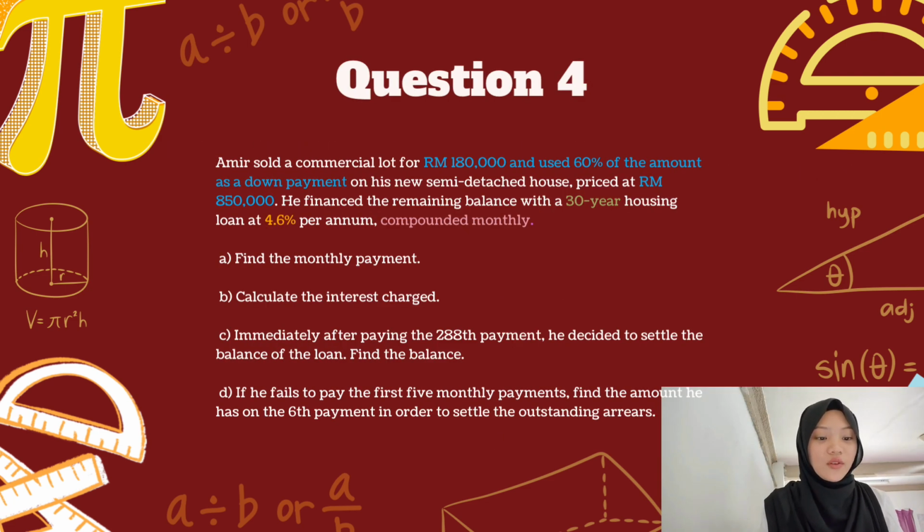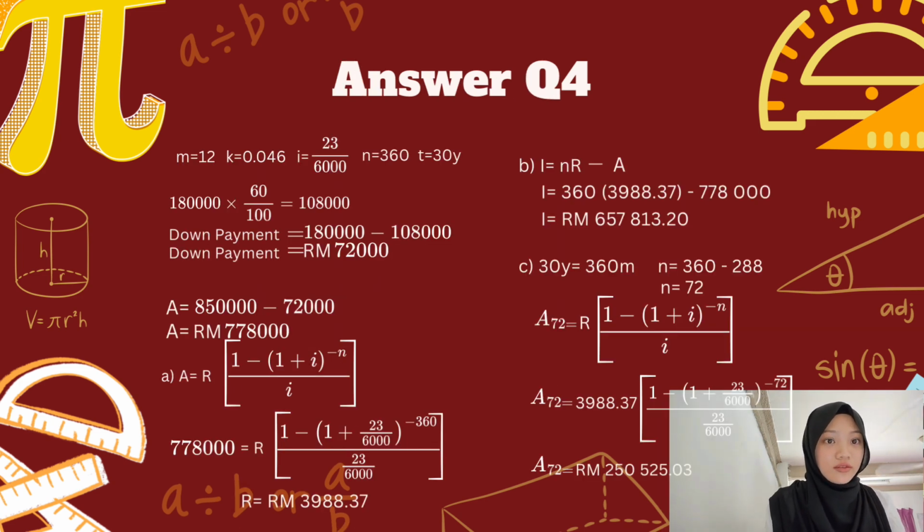Amir sold a commission lot for RM 180,000 and used 60% of the amount as a down payment on his new semi-detached house, priced at RM 850,000. He financed the remaining balance with a 30-year housing loan at 4.6% per annum, compounded monthly. Find the M value, which is 12. Why? Because in the question it is said that it is compounded monthly. And then for the K, we can get 0.046 because in the question it is stated that 4.6% per annum. And then I, we can get 23 over 6,000.